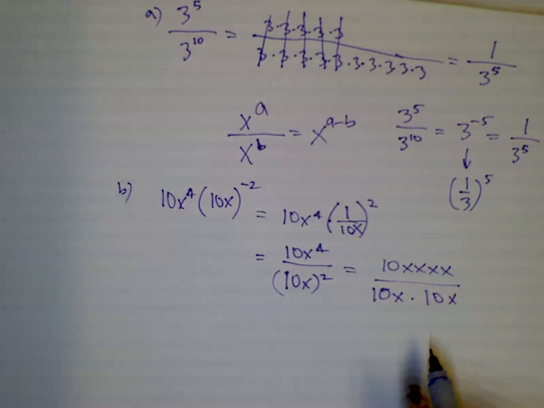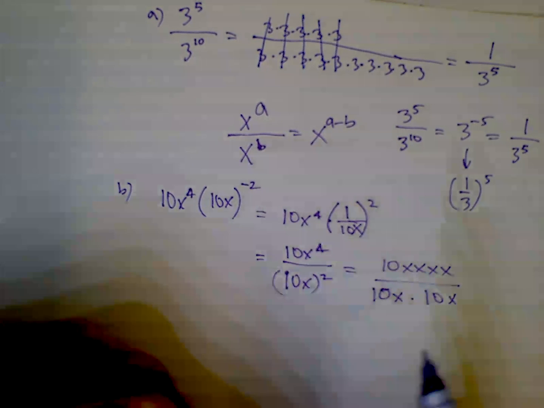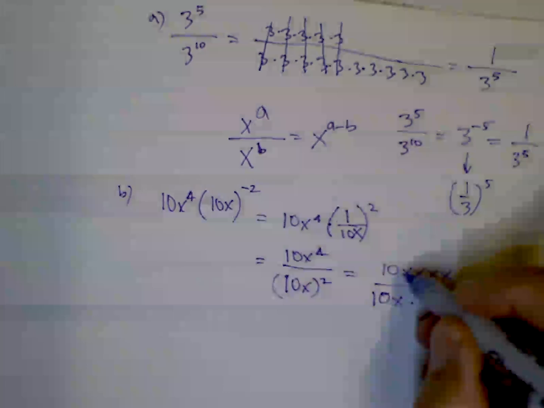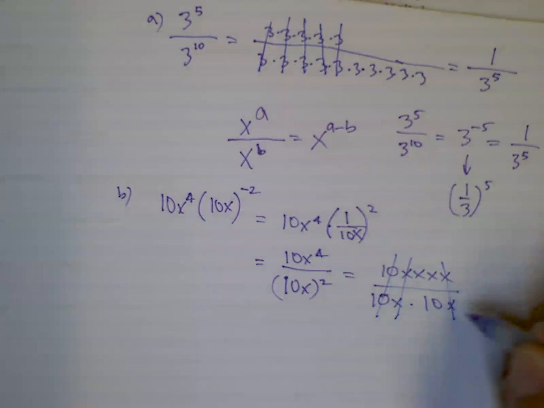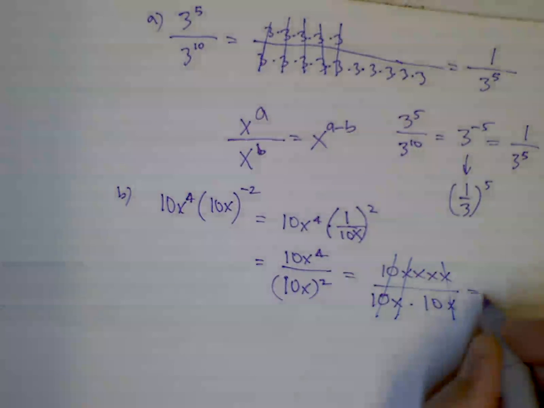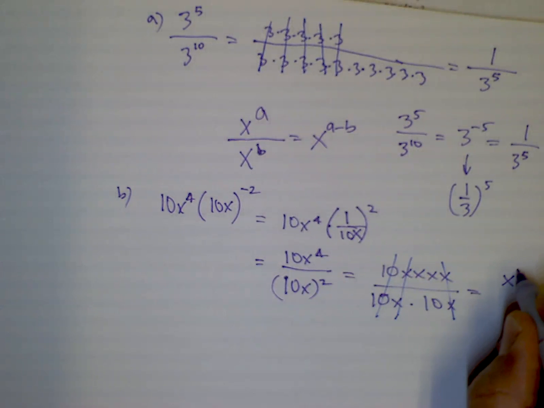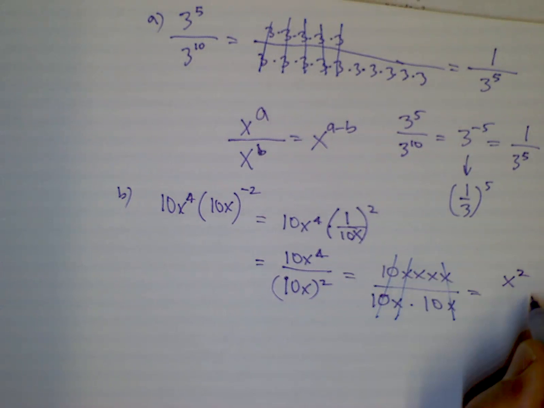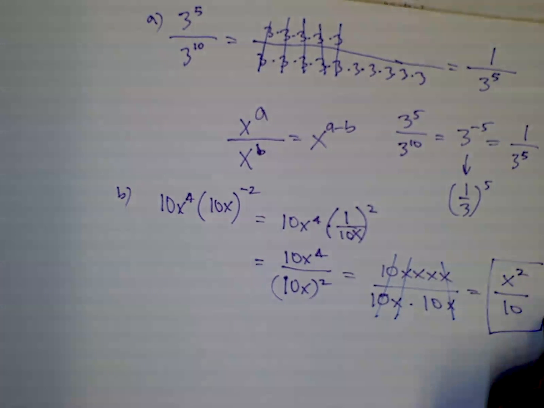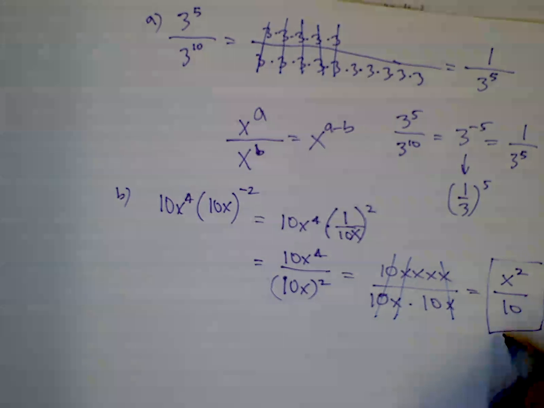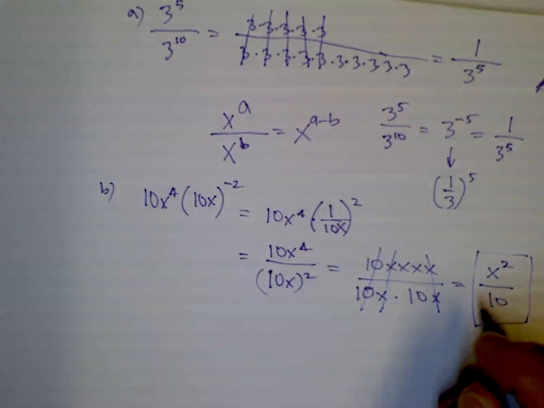So now I can actually just cross out giant 1s, right? There's a giant 1 of 10s, there's a giant 1 of x's, and there's another giant 1 of x's. So what's left now is on top I have 2 x's, so it's x squared, 2 x's being multiplied, over 10, only a single 10. So that's where that answer comes into play. Okay? So let's keep going.